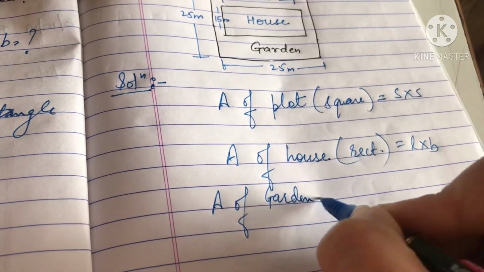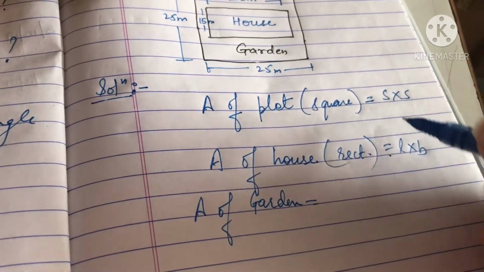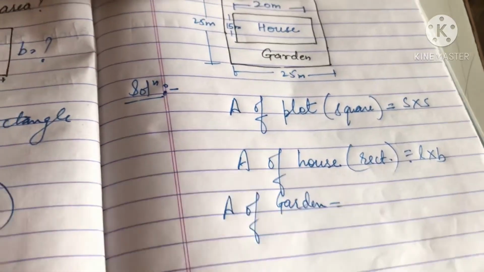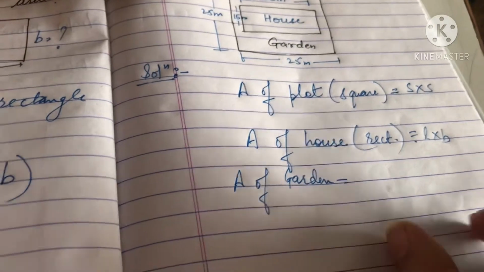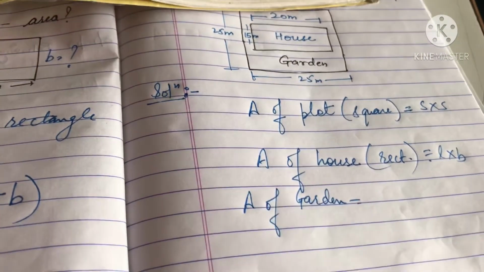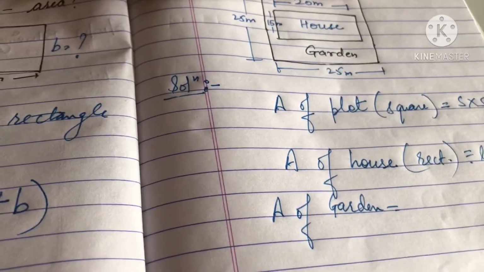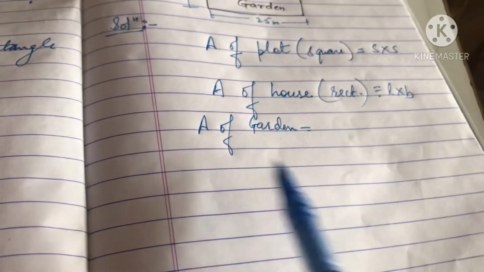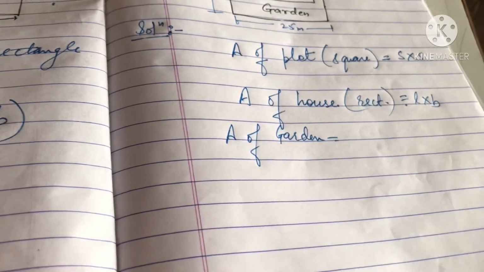How will you get the area of the garden? From the area of the plot, subtract the area of the house. You will get the area of the garden. And what is the cost of constructing that garden? The cost is rupees 55. So whatever area comes, multiply that by 55.